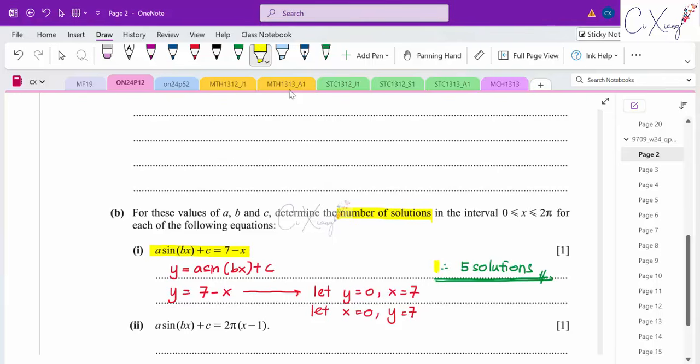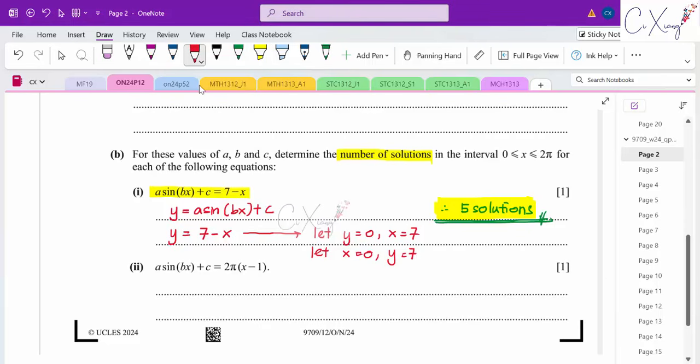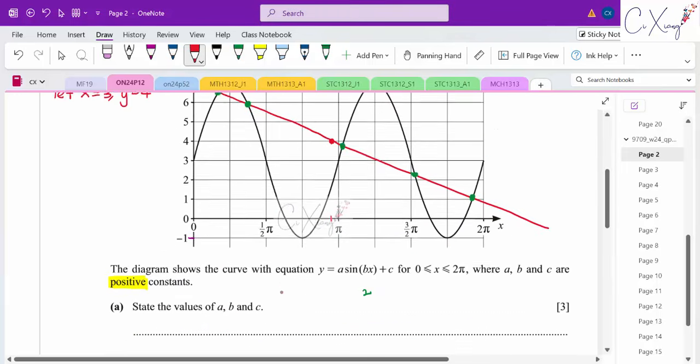Okay, then we do the same thing for part B number 2. So they want us to find out the number of solutions for this graph equals to 2 pi x minus 1. And now we are looking for y equals to a sine bx plus c. This is already given, right? And I want to figure out the graph for y equals to 2 pi x minus 1. All right, so let's plot this graph and see what we get.